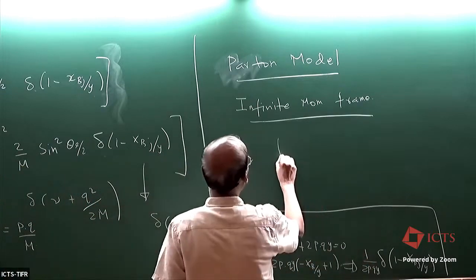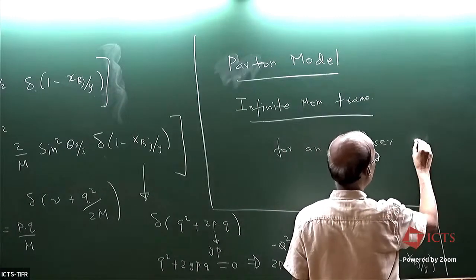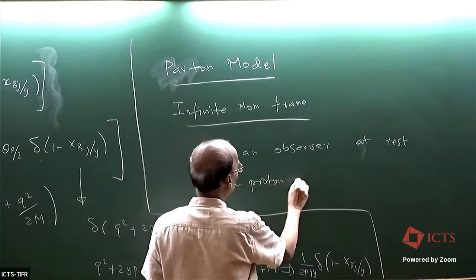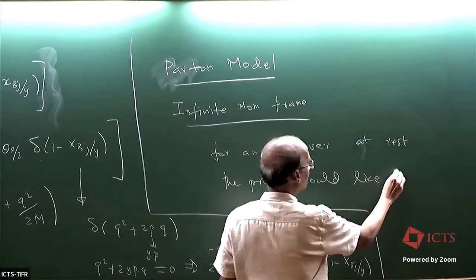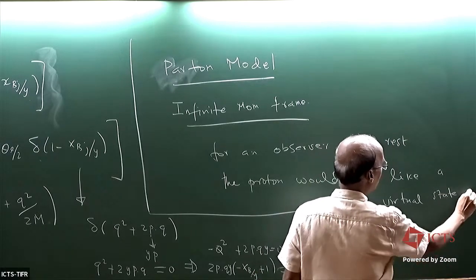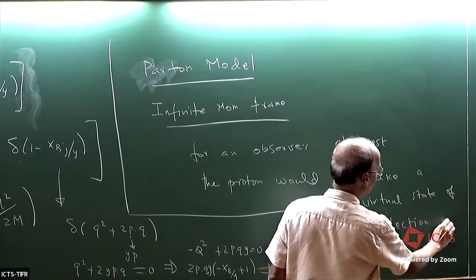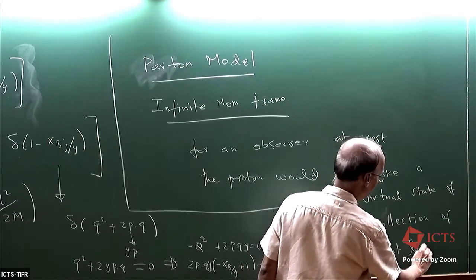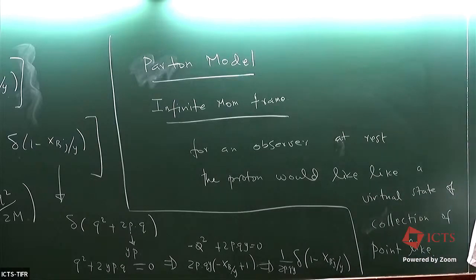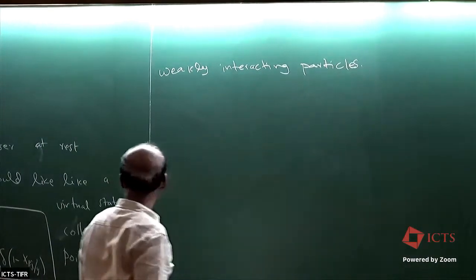What the observer at rest will see is that the proton would look like a virtual state of a collection of point-like, weakly interacting particles. So what does it mean actually?